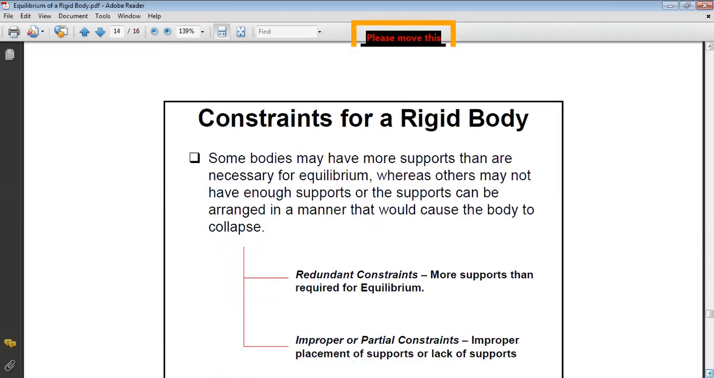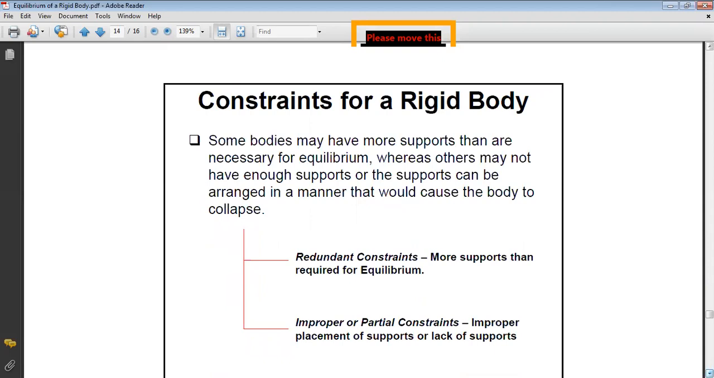Okay. Now, in some cases, we may have more supports than are required for equilibrium, whereas in other cases, we don't have enough supports for equilibrium. What do we mean by this? We have two cases here: redundant constraints, and improper or partial constraints. What do we mean by this? First, what are redundant constraints? I will give you an example.